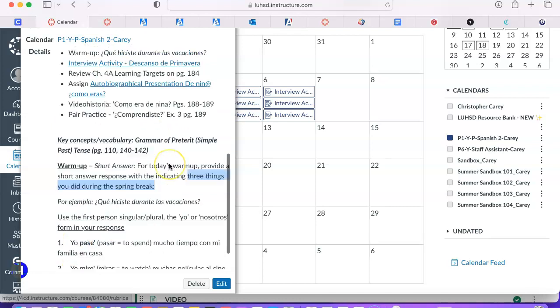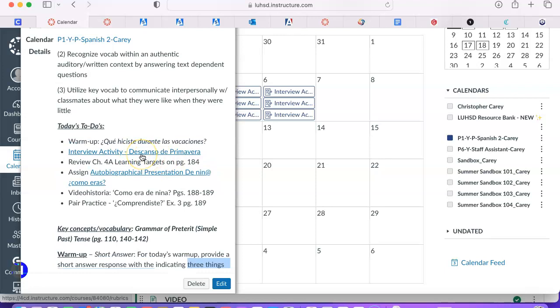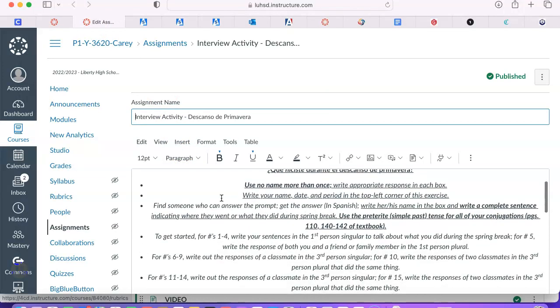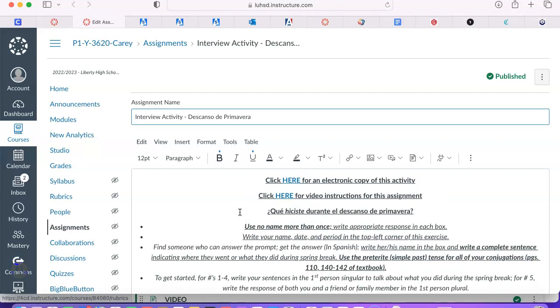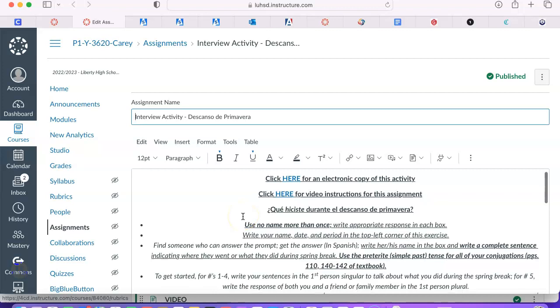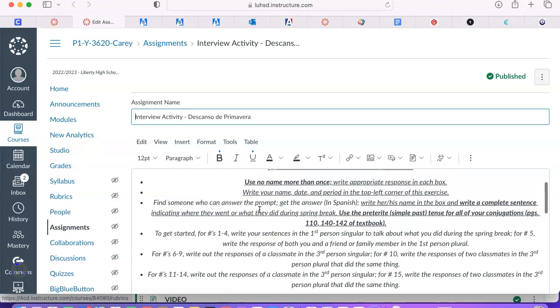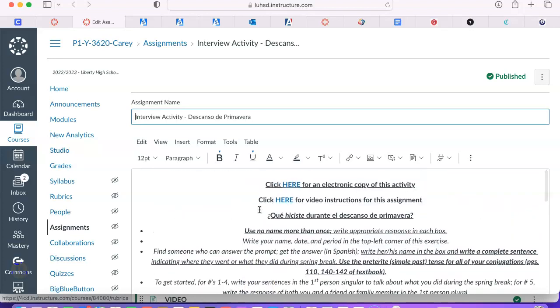All right, so once we have that warm-up knocked out, next we're going to go ahead and tackle that interview activity. We did this when we came back from winter break. You guys did an activity very similar to this. However, you guys weren't using the preterite. You guys were using the present because we hadn't gone over the preterite tense yet. So the assignment should look very similar. The instructions to the assignment that we did when we came back from winter break are very similar. The only difference, muchachos, you guys are using the preterite tense now. Now you have the ability to talk about what you did in the past.